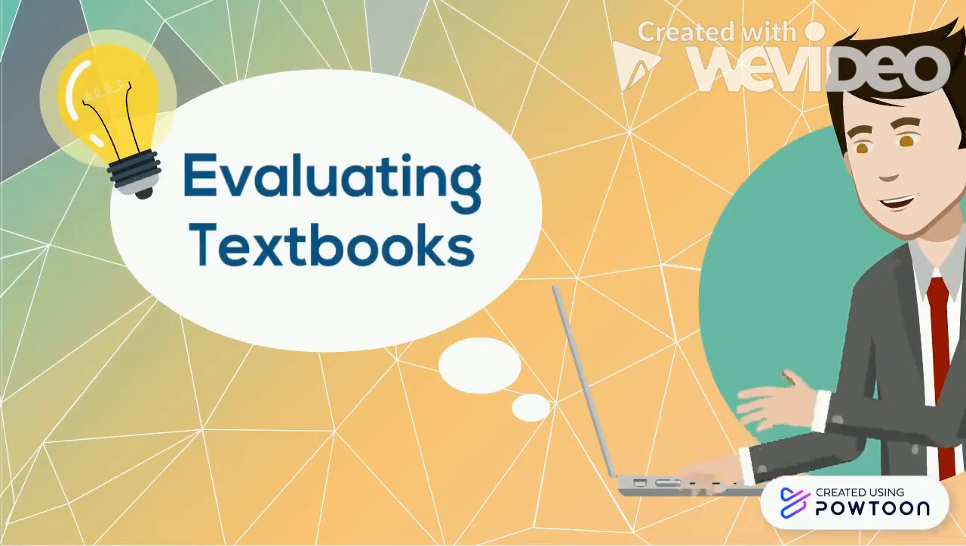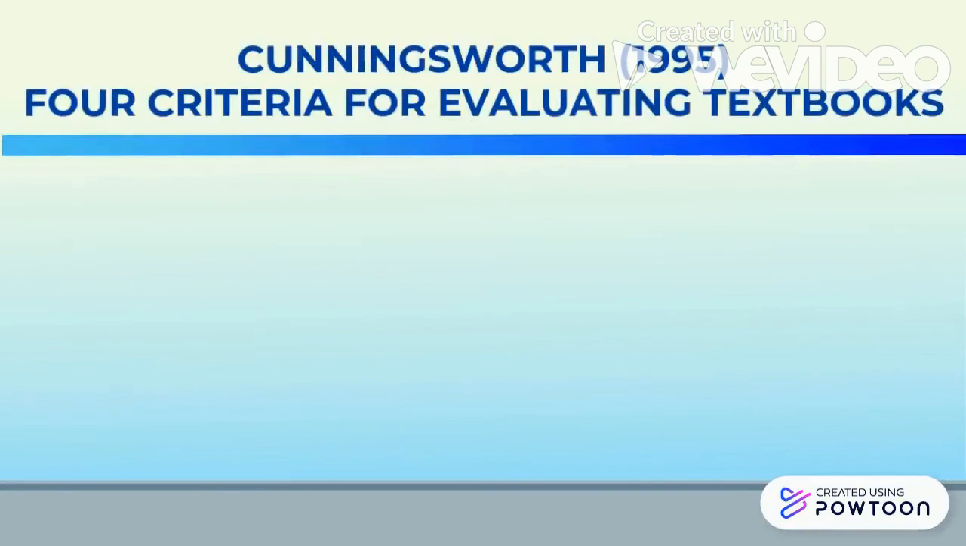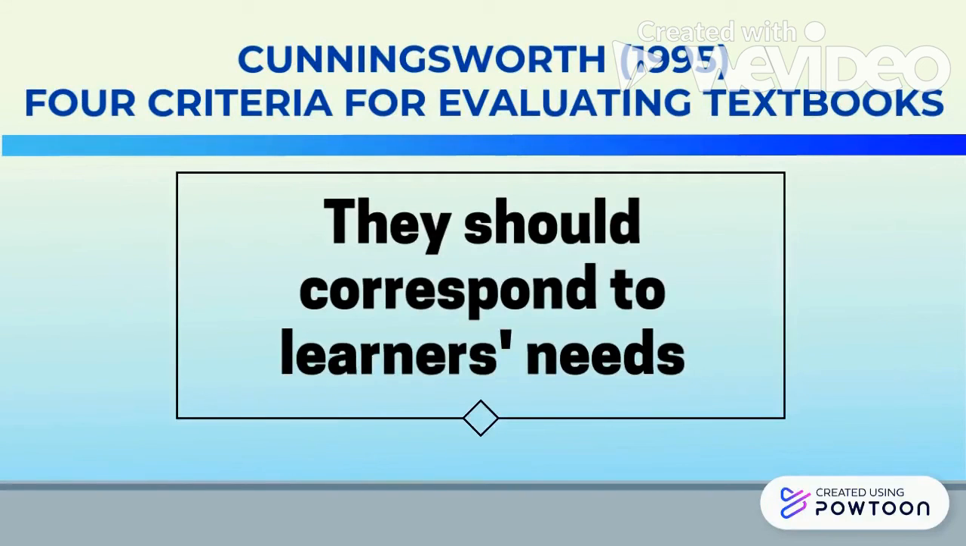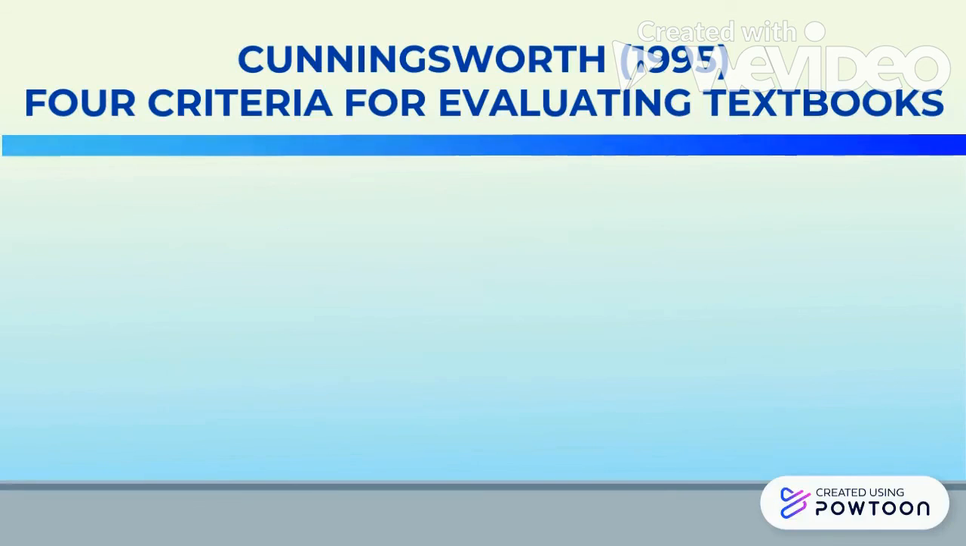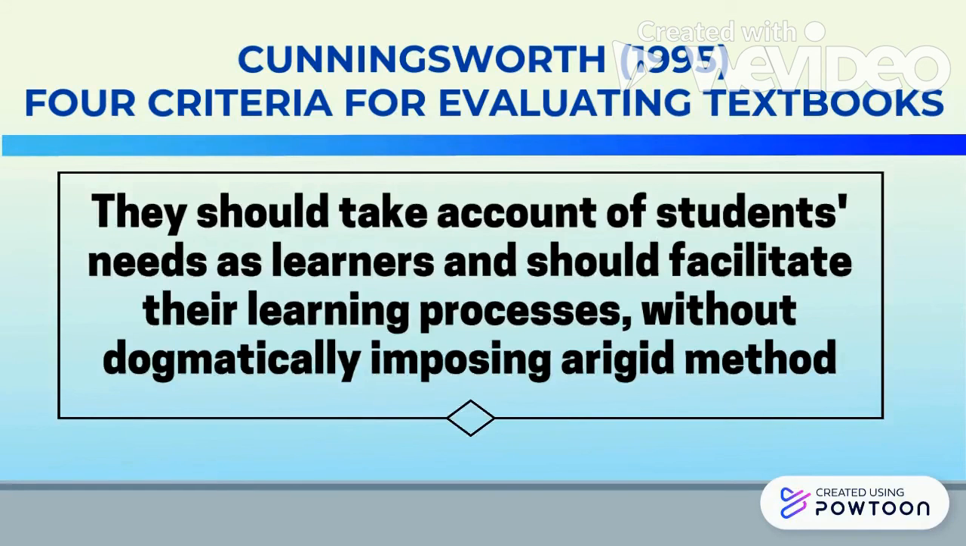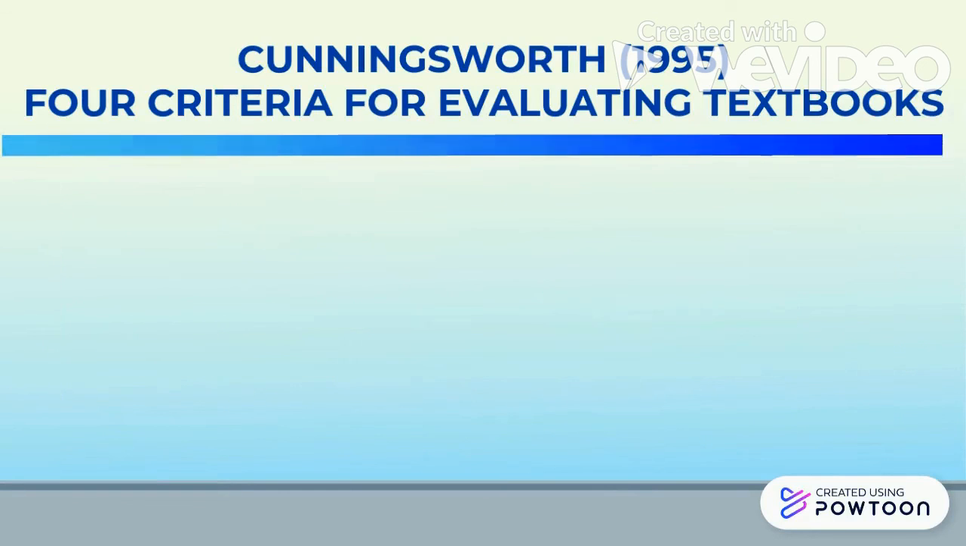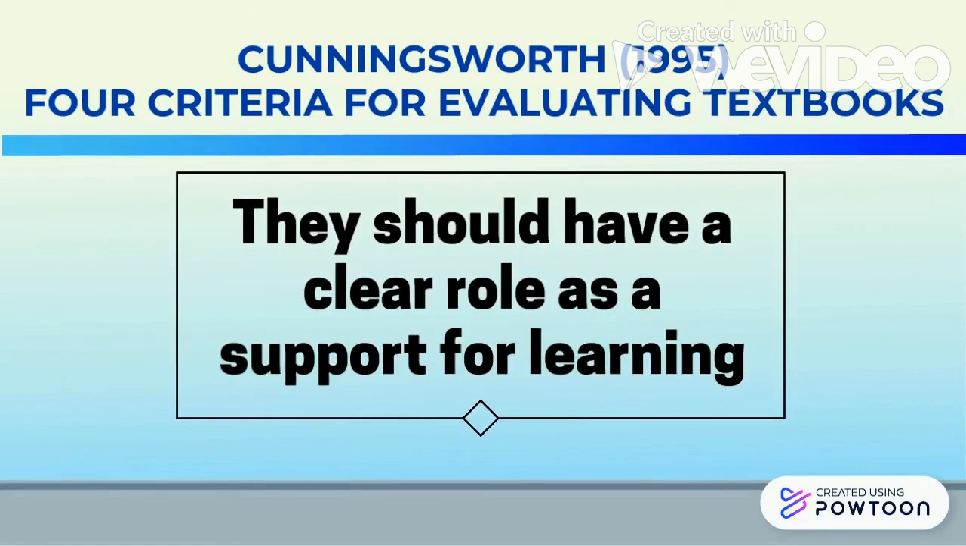Now, let us talk about evaluating textbooks. Cunningsworth, 1995, gave four criteria for evaluating textbooks. First, they should correspond to learners' needs. Second, they should reflect the uses learners will make of the language. Third, they should take account of students' needs as learners and should facilitate their learning processes without dogmatically imposing a rigid method. And lastly, they should have a clear role as a support for learning.